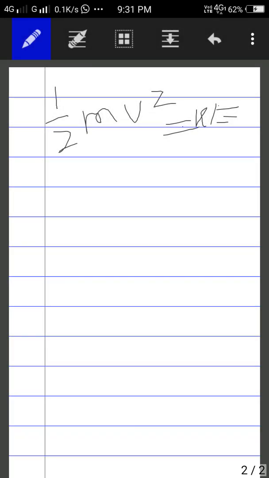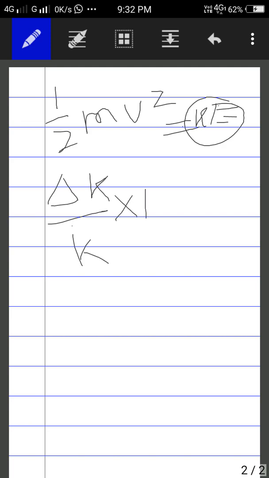We know that the error for kinetic energy we have to find out. So what we have to find? The percentage error in it. So we will write like this: del K, that means kinetic energy, upon K into 100. This is the percentage error in kinetic energy, in form of percentage. So how will it be written? It will be equal to, as we know the formula here, half of mv square, right?